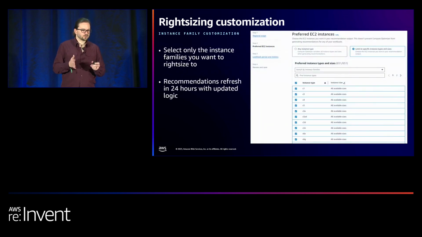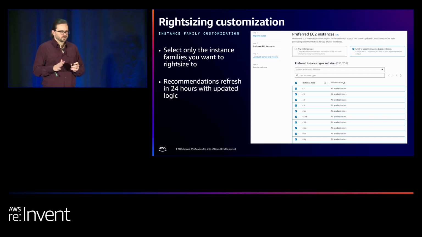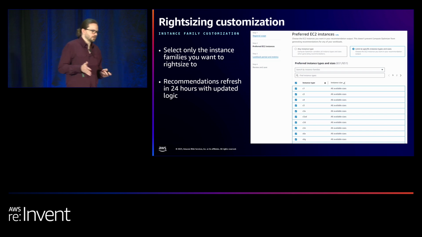So here's what it looks like when you're picking different instance families you want Compute Optimizer to use. You'll see that you have a drop-down list of all the different instance families and types, or you can select all, essentially saying, I want Compute Optimizer to have no constraints. All instance types and families are OK for me in my recommendations.